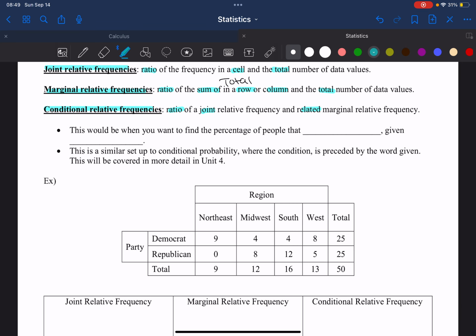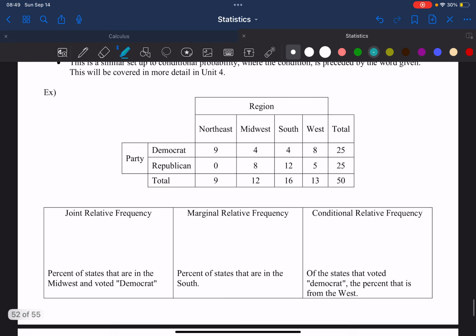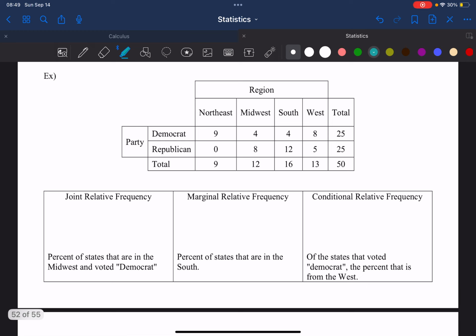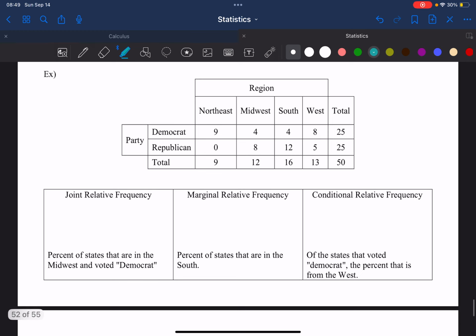So you would ultimately see this as a sentence stem here. This would be when you find the percentage of people that blank given blank. So in our previous example, it could be the percentage of people that voted Republican given they lived in the South. Okay. So bringing this table back in, what we're going to do is find our joint, marginal, and conditional relative frequencies.